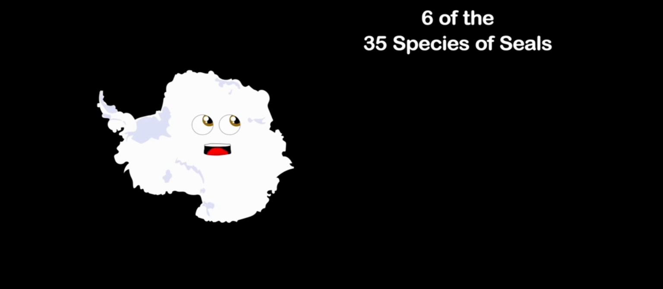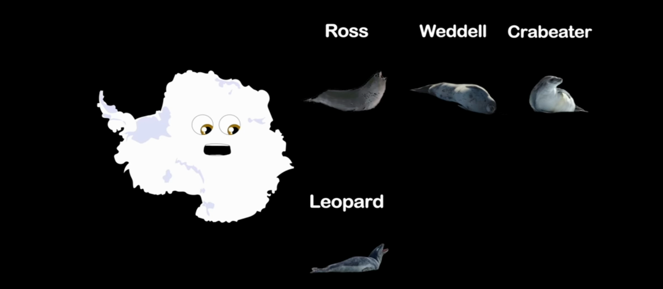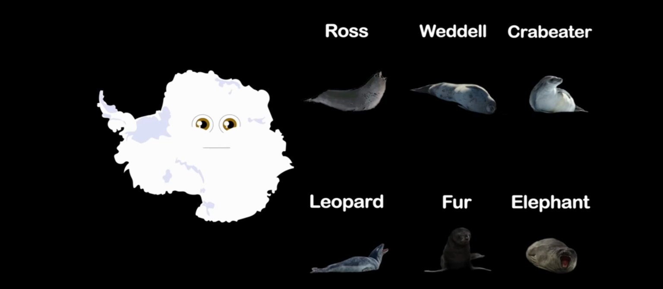Only 6 of the 35 species of seals are found here. Ross, Weddell, Crabeater, Leopard, Fur, and Southern Elephant appear.